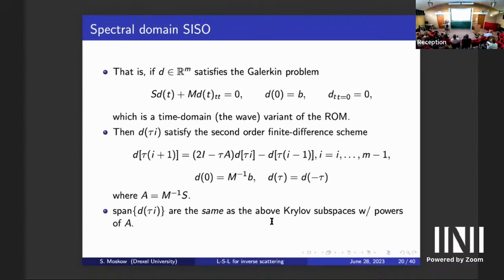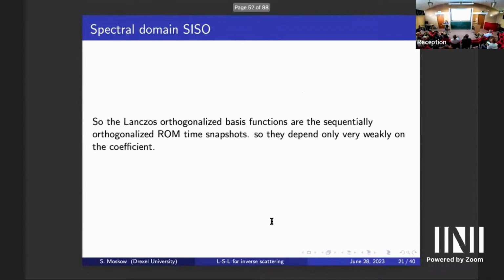So every time you add a new vector in Gram-Schmidt, whether it's doing time Gram-Schmidt here or doing the Krylov, doing Lanczos, you're adding in the same subspace, the same new dimension, the same new direction. So the Lanczos orthogonalized basis functions are the sequentially orthogonalized ROM time snapshots. So they depend only very weakly on the coefficient. That's not a proof, I know, but this sort of explains why.